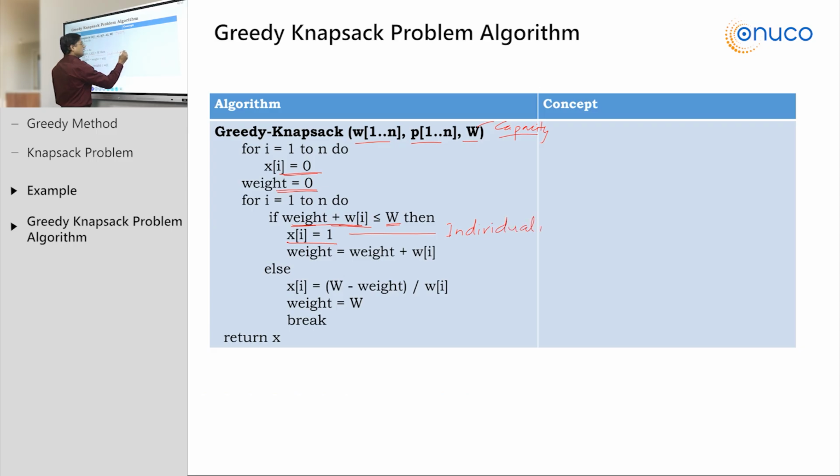Individual item we are going to select. If x of I is equal to 1, that item is selected. If that item is selected, then weight will be weight plus W of I. If it is selected, weight will increase for the knapsack. Else, we are not able to select because this is above capacity.